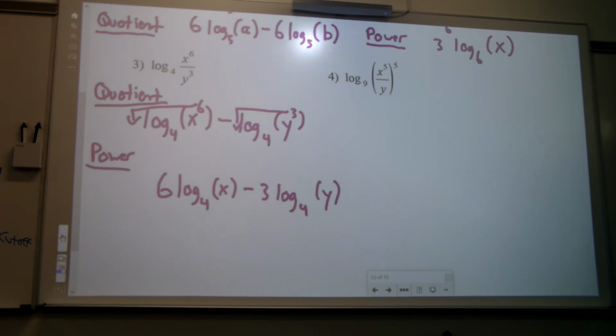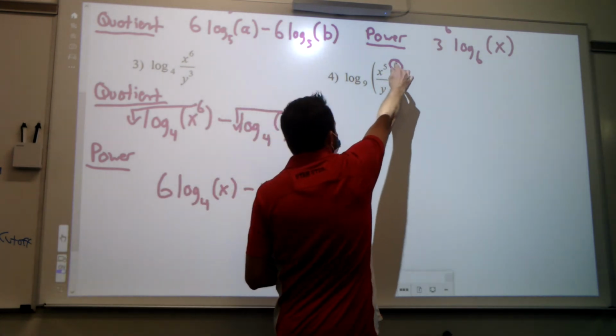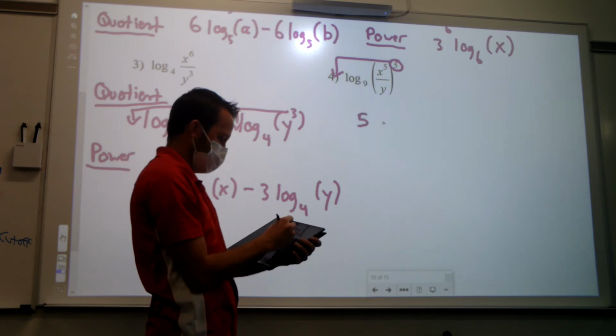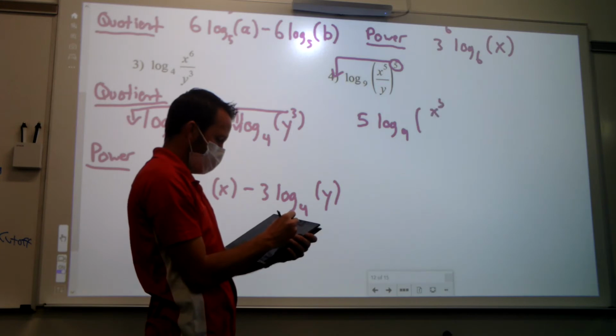Okay, let's do one more together for the expanding, and then we'll do some examples of condensing, and then that is it. So, help me out on this one, guys. We've got our layers here. Power. Mindy, when you look at this first, what is our first layer? The power. Which power in particular? The 5, but not the other 5. So 5 is on the outside, right? So I've got this 5 on the outside. It's going to come down to the front. So I have 5 log base 9 of x to the 5th over y.